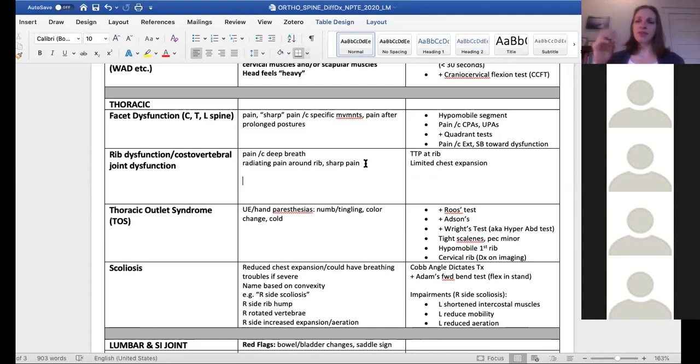Another thing that is indicative or may clue you in that it's more of a rib dysfunction is you're going to have some sort of pathology associated with breathing.